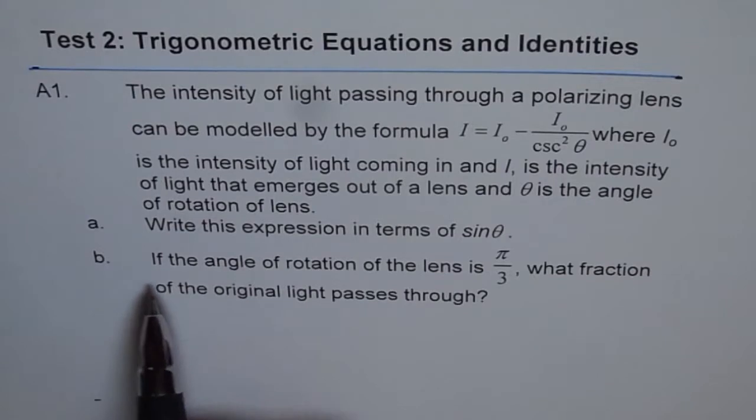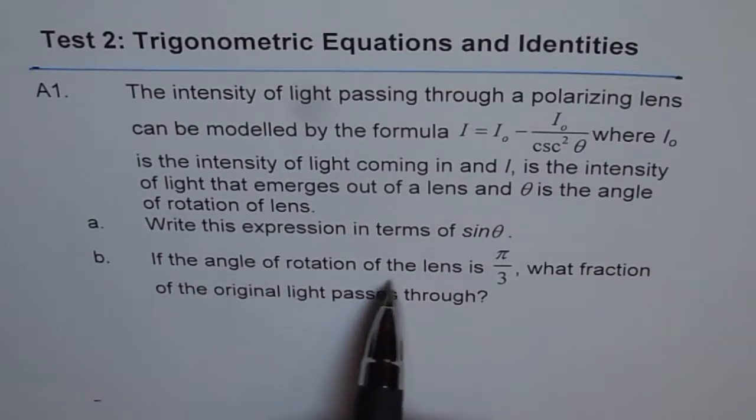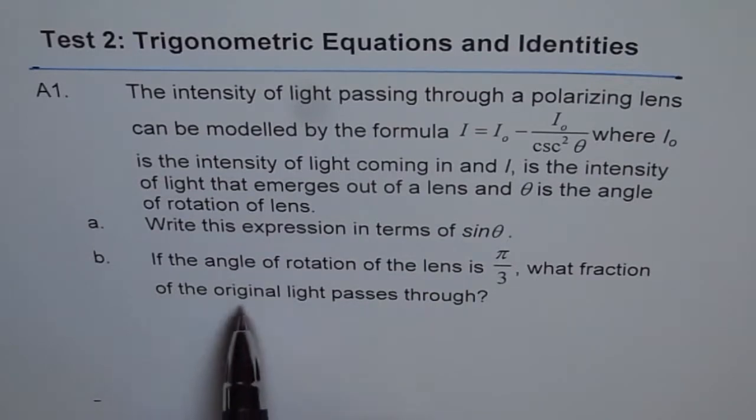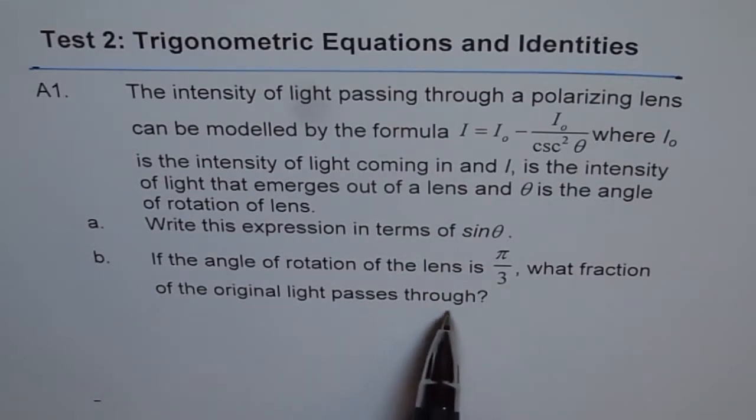Part B is, if the angle of rotation of the lens is pi by 3, what fraction of the original light passes through it? So that is the question. Try to do it yourself and then look into my solution. I'm not going to solve this completely, but I'll give you a good hint so that you can get the solution in any way.